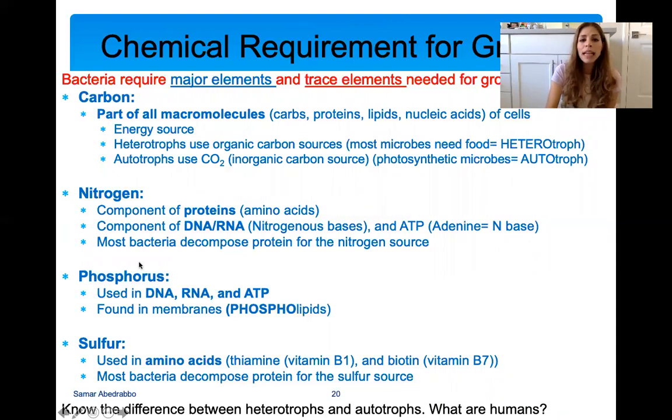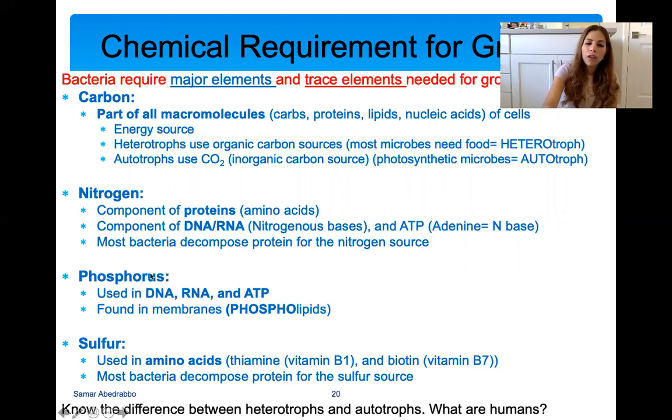Another major element that all organisms need to grow, so what you have to make sure your agar plate or your broth has in it, is nitrogen. The reason why nitrogen is important is you need nitrogen to make amino acids, which make protein, and nitrogen is an important component of the nitrogenous bases. So adenine, guanine, cytosine, thymine, uracil that we see in DNA and RNA.